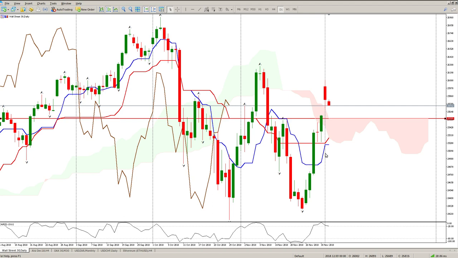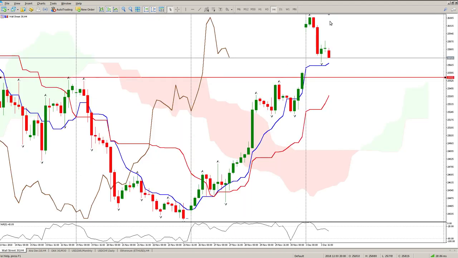So Tenkansen, the blue line, is our fast moving average, and Kijun-sen is our 26 slow moving average. Okay, so that's kind of what we have at the moment. If I look at the 4 hour, we are pretty much in a strong bull trend. Cloud is pointing to the upside, Kijun-sen, Tenkan-sen pointing to the upside.